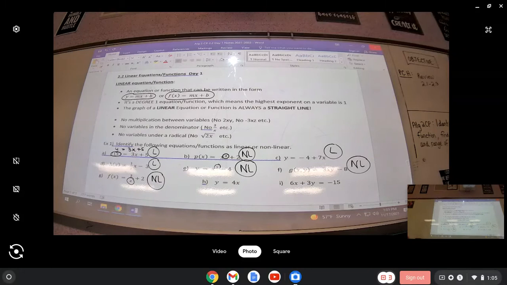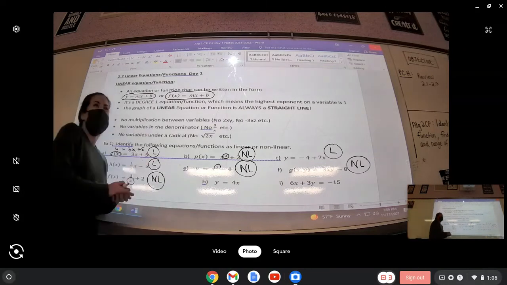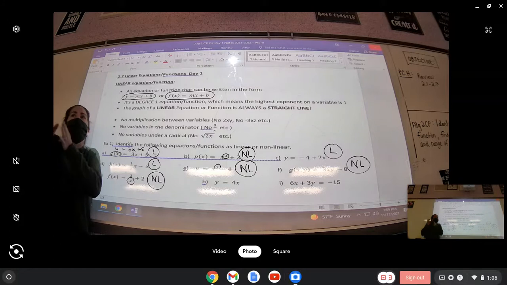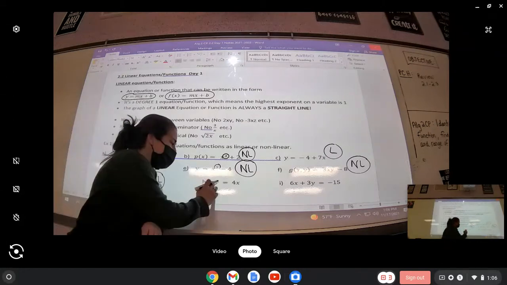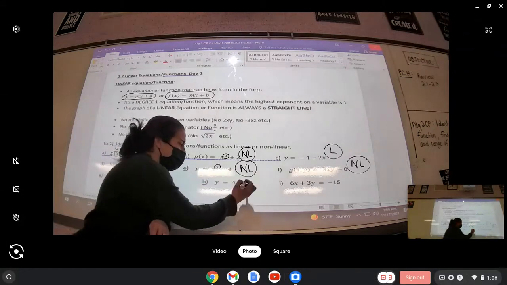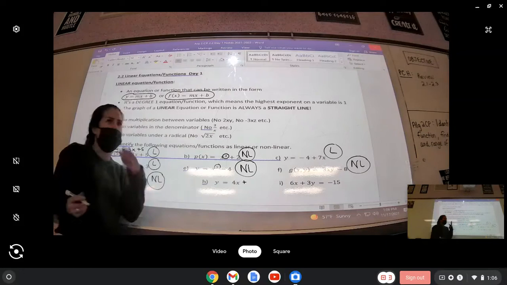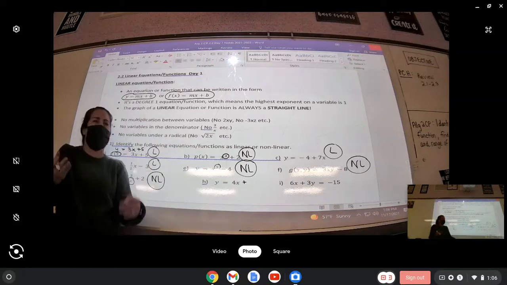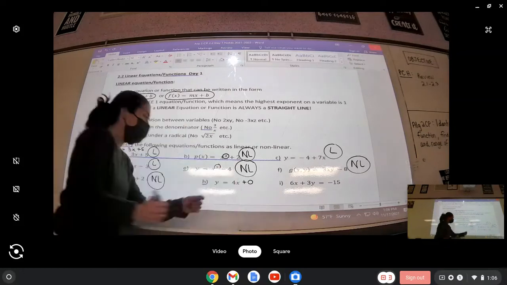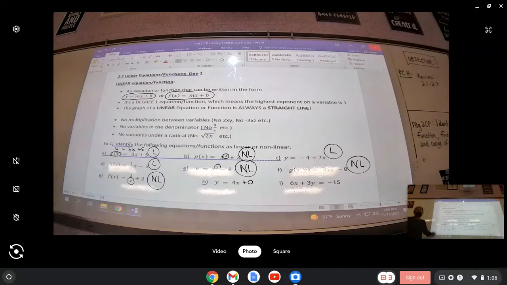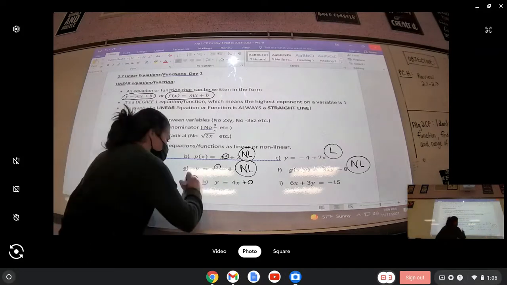Okay. And then this one, I'm trying to kind of trick you. It says y equals 4x. We're trying to look for that mx plus b form, right? So guys, this is y equals 4x. I could put plus 0 that is assumed to be there that represents nothing. So technically, is that mx plus b form? Yeah. So is that linear or non-linear? Yeah. Linear. Nice and easy.